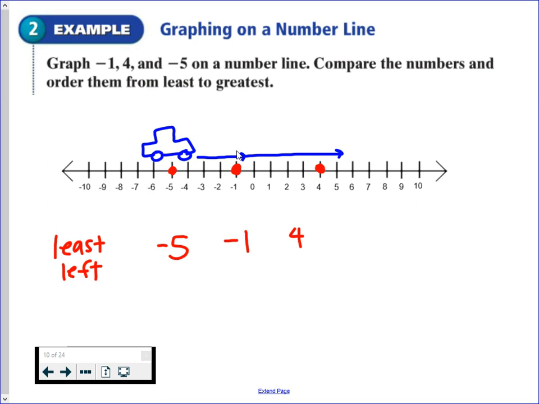This next part might be a little bit of a change for you as we're getting ready for our algebra class. You use 2 less than signs if you're putting your numbers in order from least to greatest. 2 less than signs. -5 is less than -1, and -1 is less than 4. Pause if you need more time for your notes.